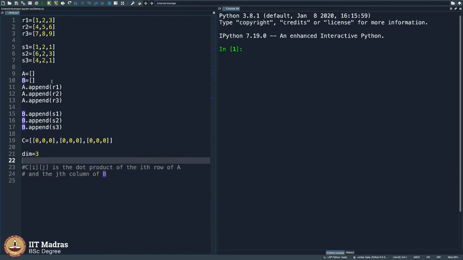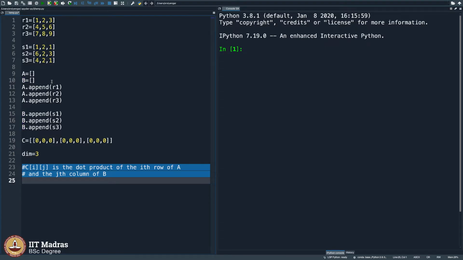Stare at these two lines for some time. I'll repeat it because this should sink into our minds. Unless this sinks in, we will not be able to write the code. I do not know how to write the code yet, so I am trying to make these two lines sink into my mind, talking to myself. C of ij should be the dot product of the ith row of A and the jth column of B, filling in just one entry in C, which is the ijth entry.